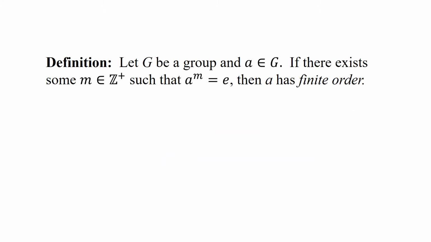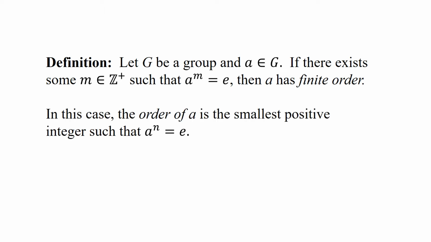Starting from the definition, if I have a group and an element of the group, there may or may not be some power of that element, a positive power of the element, that results in the identity. If it happens, then we say a has finite order, and we define the order of the element to be the smallest positive integer which, when put into the exponent, results in the identity.